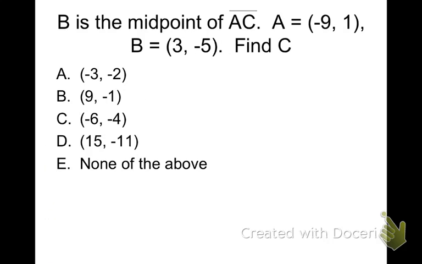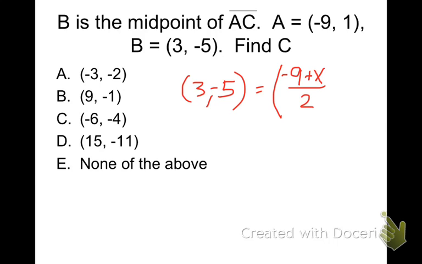Now, if you're given the midpoint and one of the endpoints, we can solve for the other endpoint. We know that the point 3, -5 is the result, the midpoint, of doing the midpoint formula with the endpoints A and C. Well, A is -9. We don't know the x-coordinate of C, so we'll say plus x. And the y-coordinate of A is 1, plus the unknown y-coordinate of C over 2, and that should get us our midpoint B, which is 3, -5.